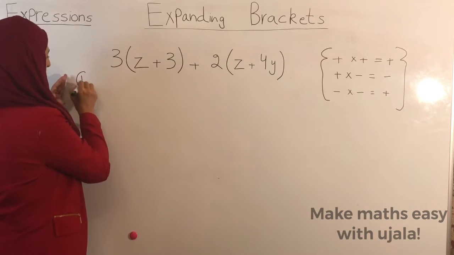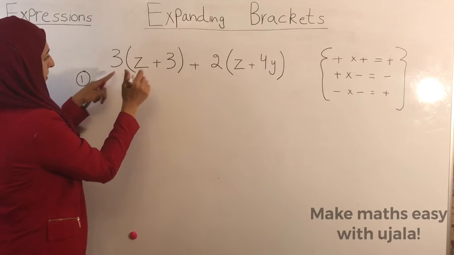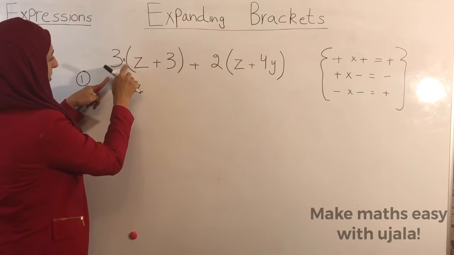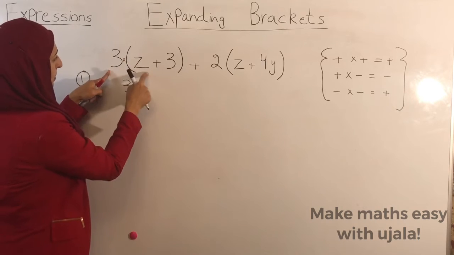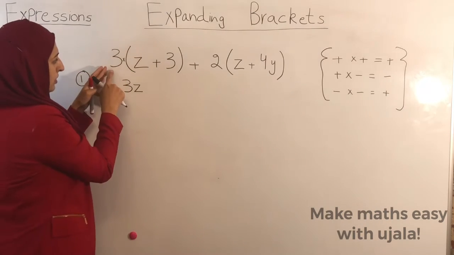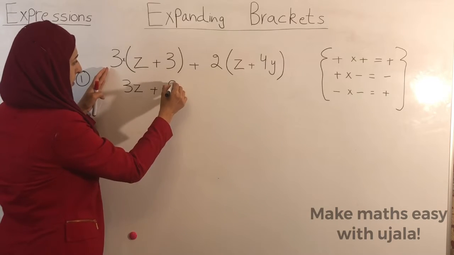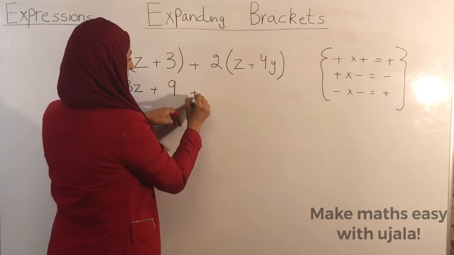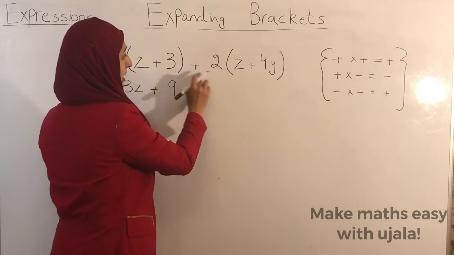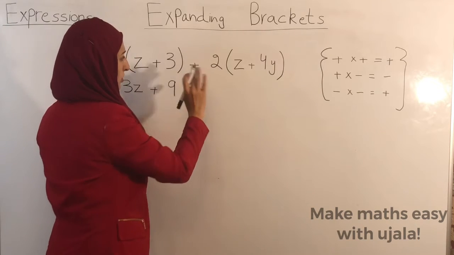First step, open the brackets, expand the brackets. 3 times z, 3z, because there is no sign between a bracket and a number, there is a multiplying sign. So we are multiplying everything inside the bracket with the number outside the bracket. So 3z plus 3 times 3, 9. Plus, so in the previous example, I've explained if you put a minus sign outside the bracket, it will change all the signs inside. But when it's a plus, no changes will happen.